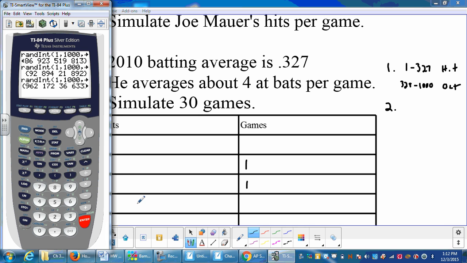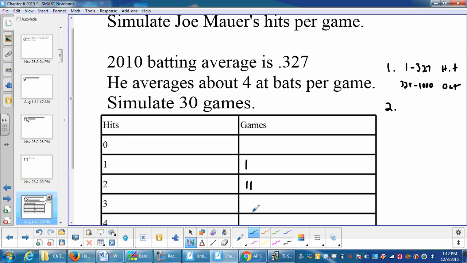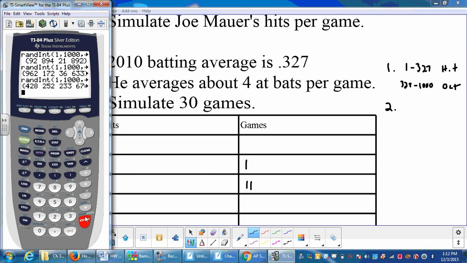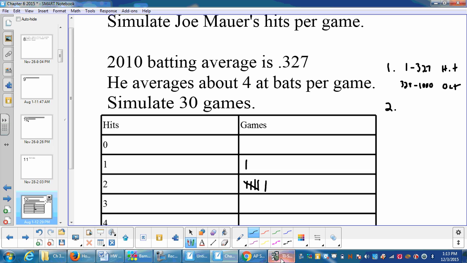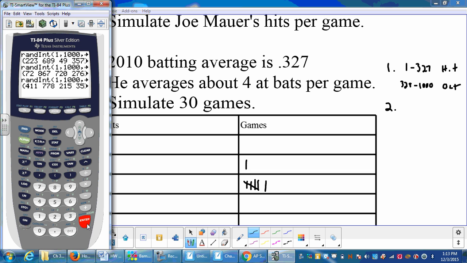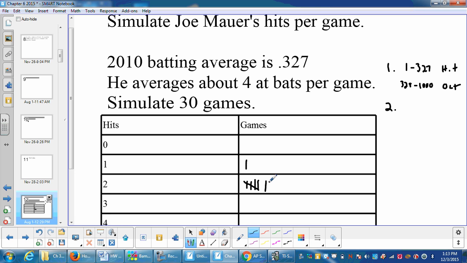Then we hit enter again, and now we have 1 and 2 again. Hit it again. Looks like we got 1, 2 again. Hit it again. 1, 2. A lot of 2-hit games for Joe. 2 again. 1, 2. Now we have, maybe it's at 1. Oh, 2 again. He's on fire.